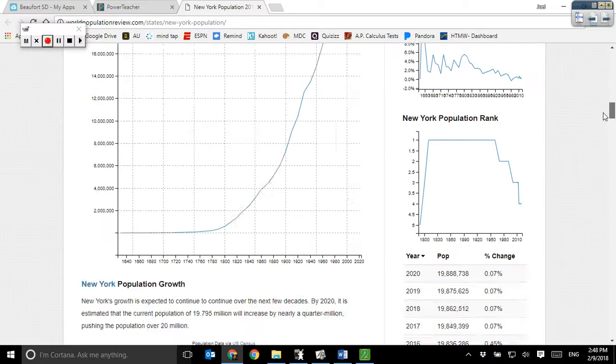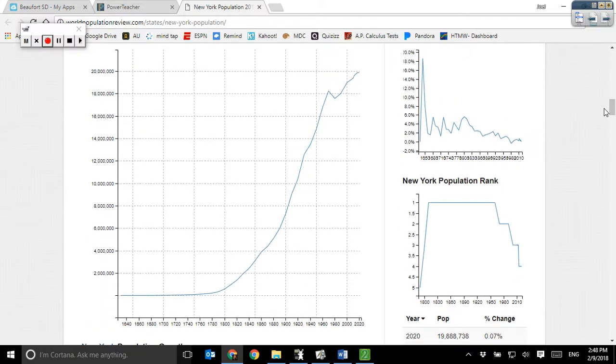But notice this. This is a map of the population growth of New York. Notice it started off really flat. Okay. As I move along, it starts increasing. I get right about here in the early 1900s, and I have very fast population growth. But notice that starting at about the year 2000, that population growth has started to decrease. Okay, so it's still increasing each year, but it's increasing at less and less of a rate.